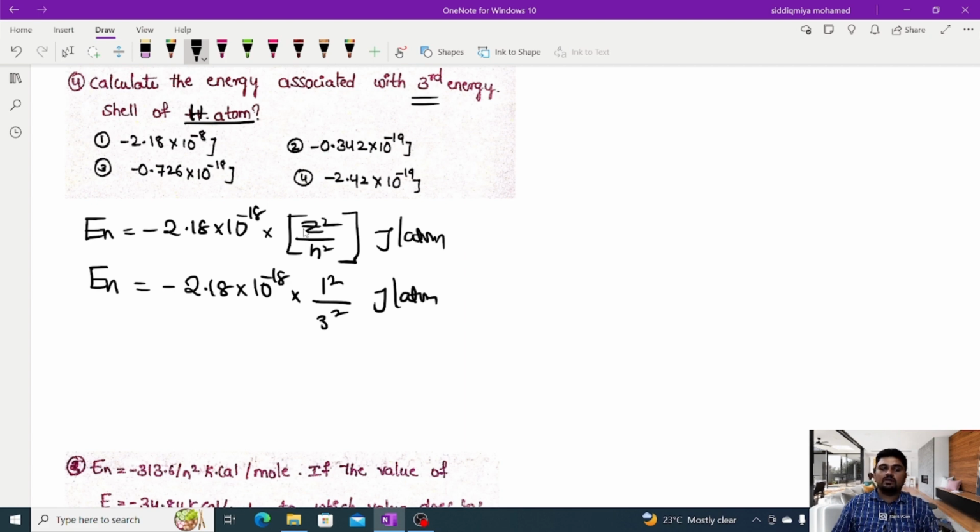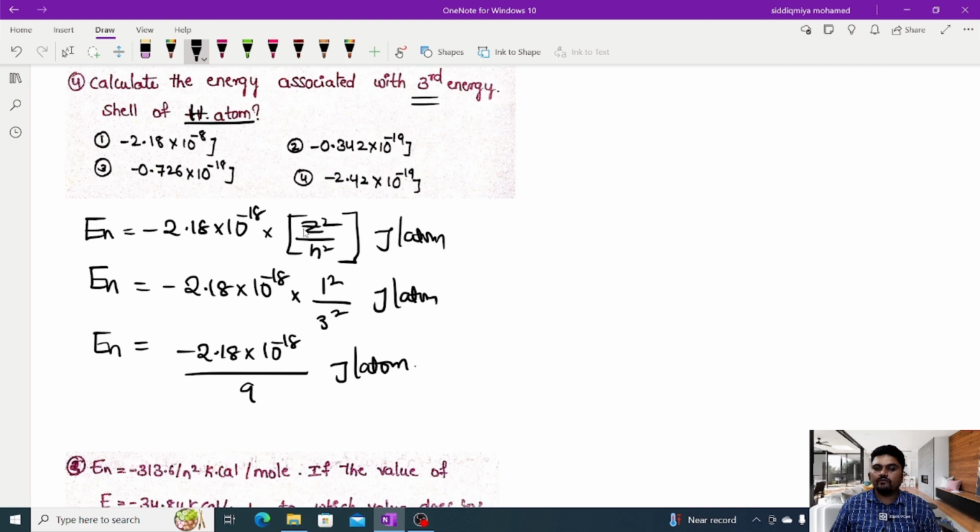So what can we write here? En is equal to minus 2.18 into 10 power minus 18 by 1 square, which is 1, over 9, joule per atom. If you simplify this, you will get En nearly equal to minus 2.42 into 10 power minus 19 joule per atom.